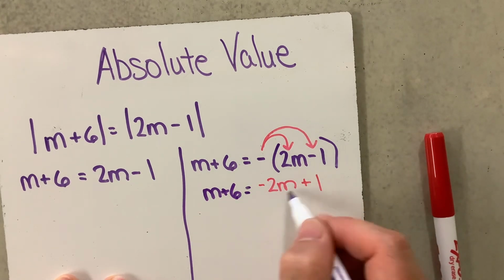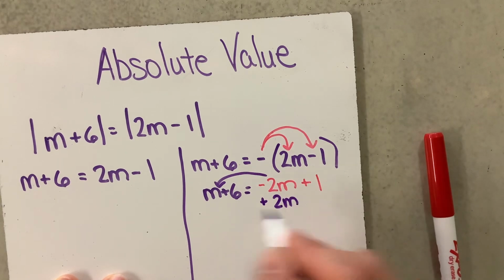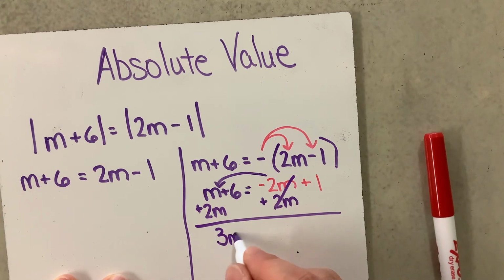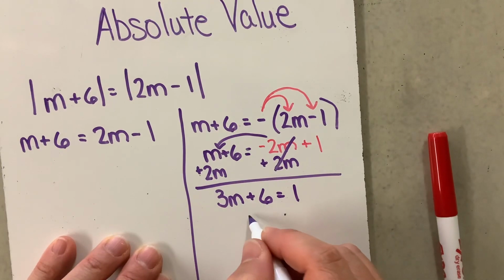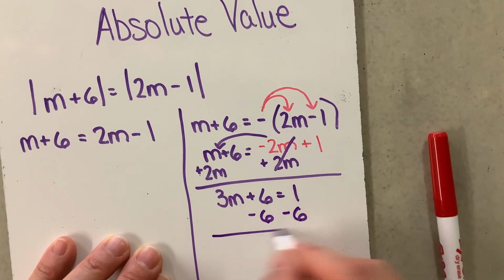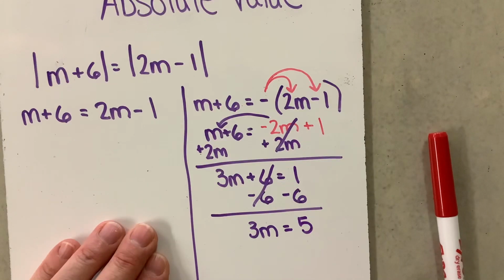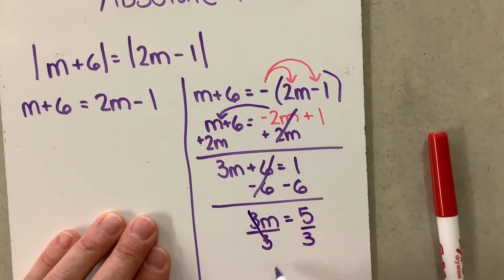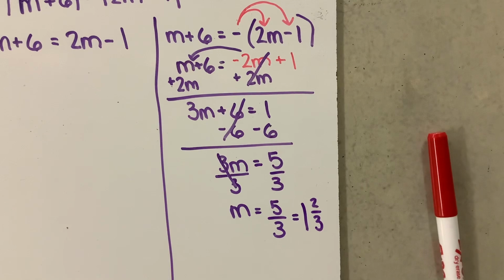I want to get my m alone. I don't like the negative one, so I'm going to head this direction, and I'm going to add 2m to both sides. When I do that, I get 3m plus 6 equals 1. I'm going to subtract 6 from both sides, and I get 3m equals 5. Unfortunately, it's not going to work out nice, but that's all right. We're going to divide by 3, and m equals 5/3, which is really 1 2/3.